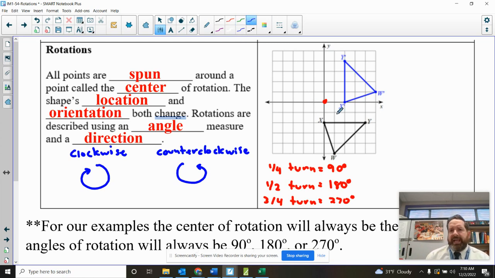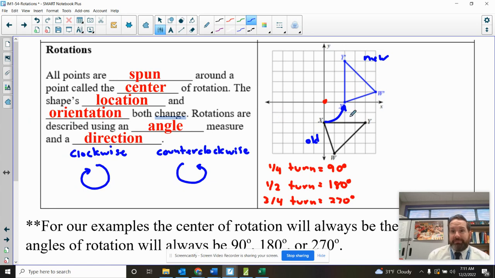Let's take a look at this. The original shape is XYW. The one with the primes, that's your new shape. So this is the new one. This is the old one. What I want you to do then is to say, okay, to get from the old to the new, spinning around the center, how do we have to go? I like to start with the simplest way. So from X to X prime, I'm just going like that.